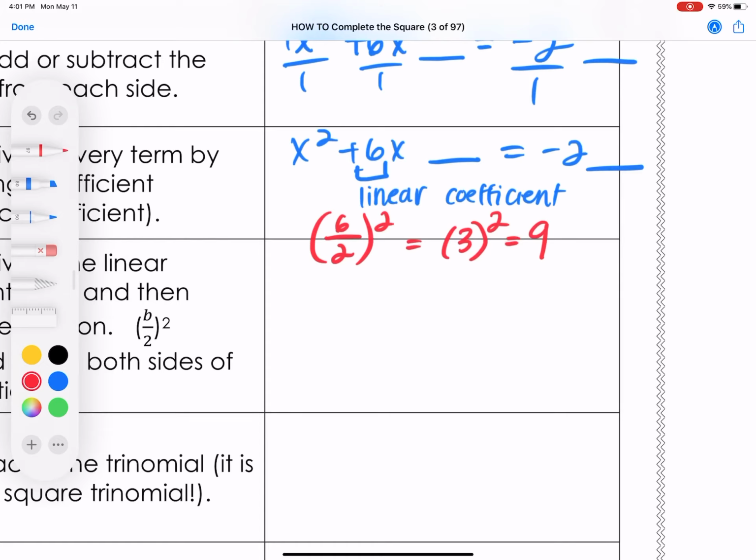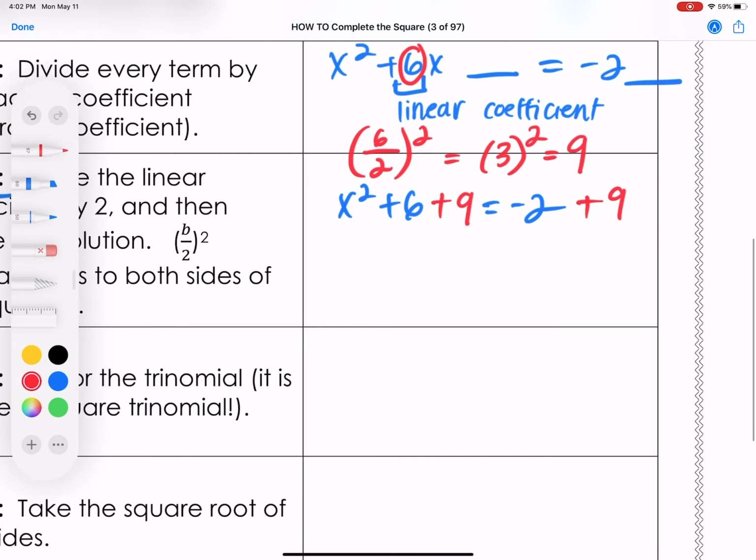So now it's going to be x squared plus 6x, and then I'm going to have plus 9, and then bring down everything on the other side, equals negative 2, and then plus 9. So you want to add it to both sides. If you do that, you're not changing the equation. You want to make sure you're balancing the equation. So again, you take the middle coefficient, which is 6, divide it by 2, and then square it.